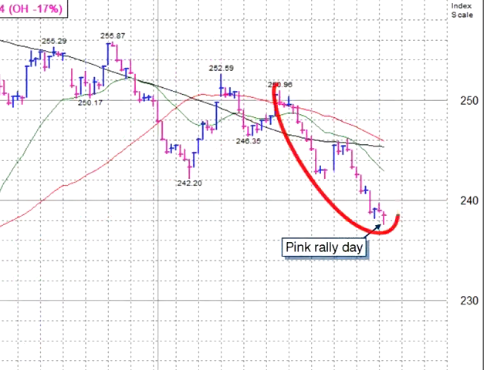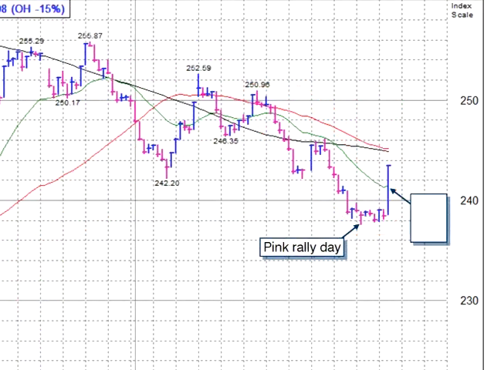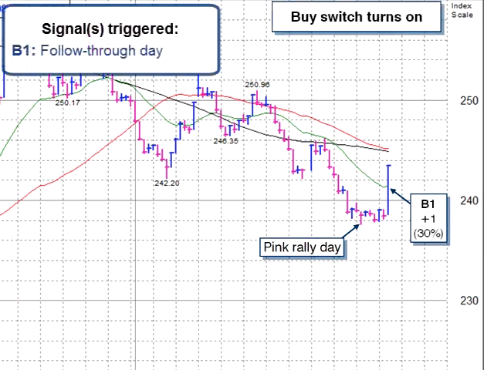And look, we sidestepped all of this. You can lose a ton of money during a month like that. So we're out of the market. We're waiting. We get a pink rally day. We're still waiting. And what does it look like? B1, right? So follow-through, and that turns our buy switch back on. We're back at a +1.